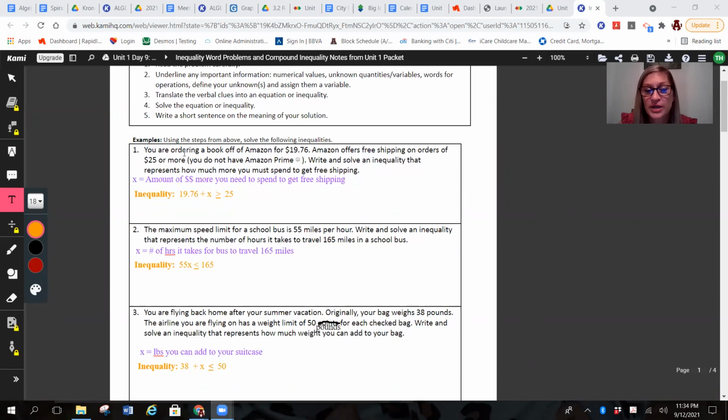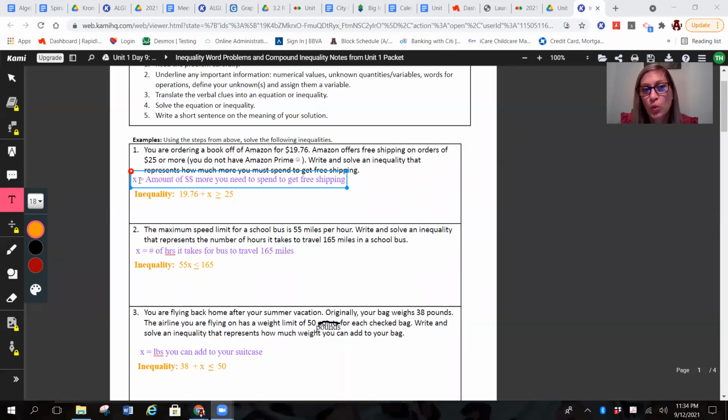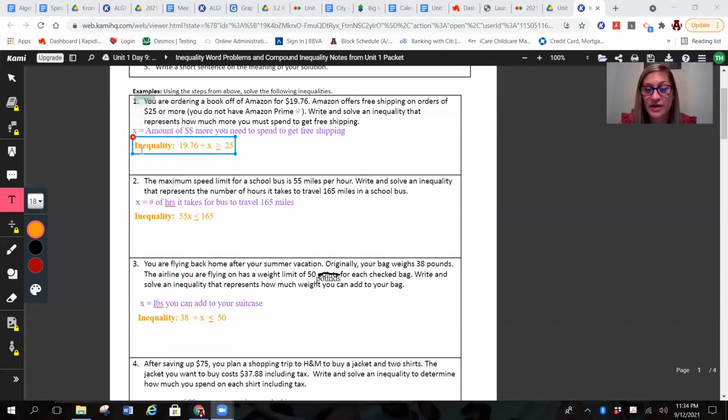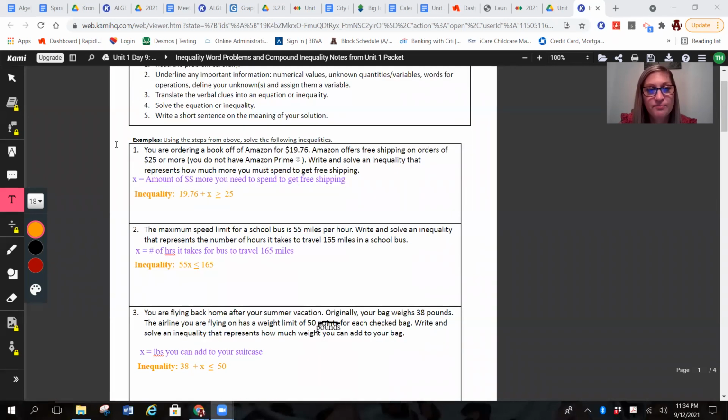Now, I have already prepped our notes today by reading the 4 problems, writing what the X or the unknown for each word problem would be, and then writing the inequality equation that would represent that word problem, and I have not solved them. Okay, so let's talk about number 1.